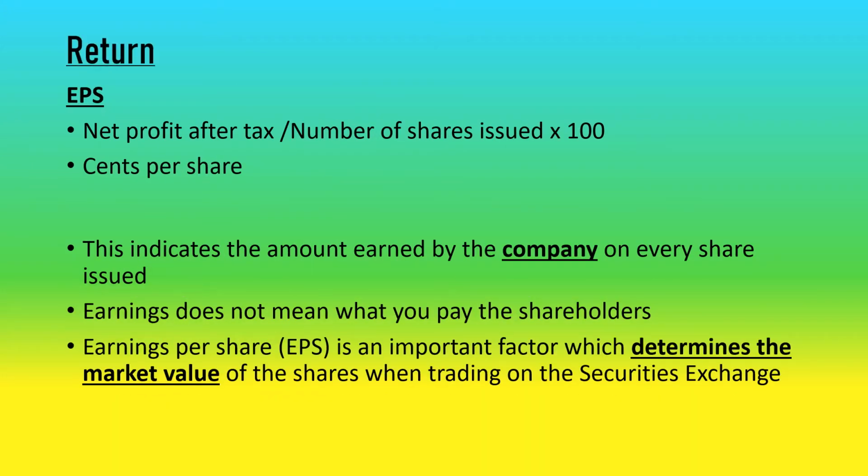Another ratio to use for return is your EPS, which is your earnings per share. Your earnings per share is your net profit after tax, because you can only pay your shareholders after you've paid your tax, divided by the number of shares that you've issued, multiplied by 100 to give you cents per share. Just so that you can understand, in the next slide we'll be doing dividends per share.